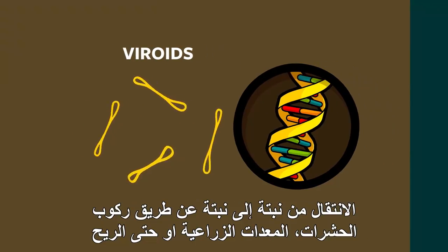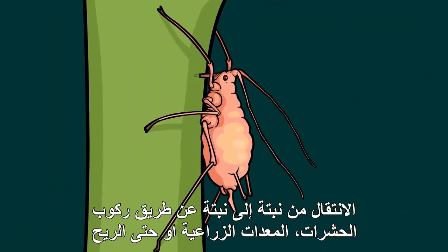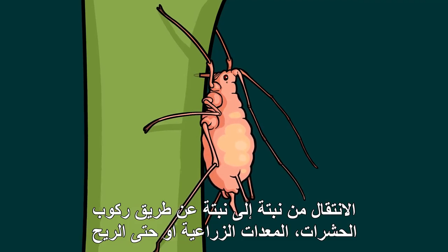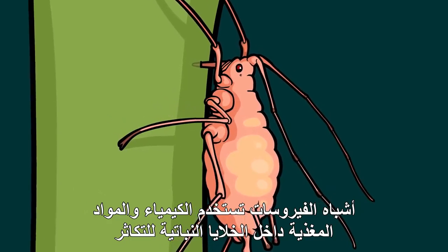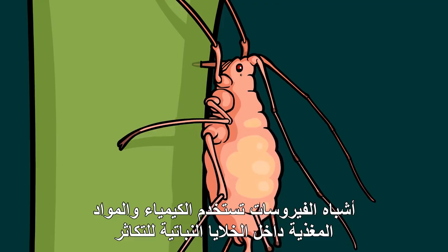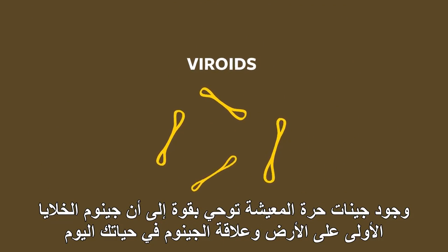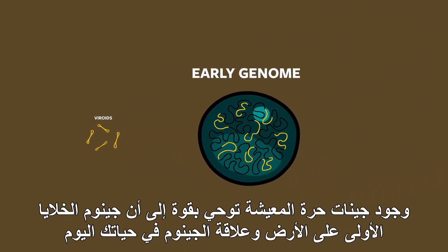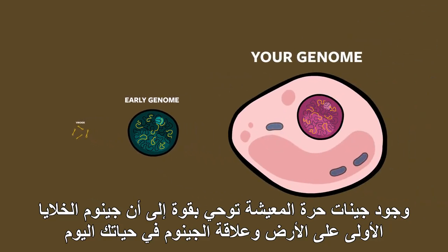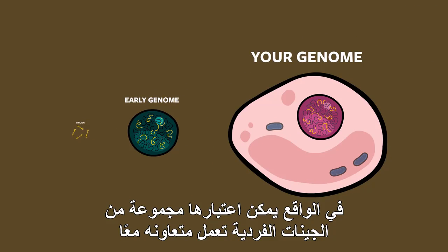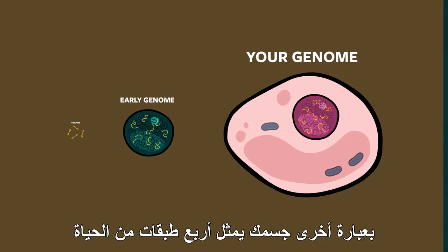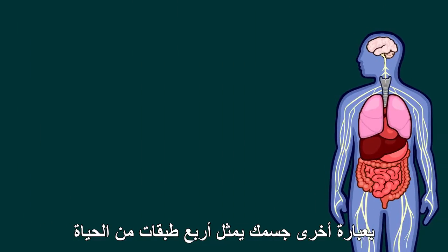Moving from plant to plant by hitching a ride on insects, farming equipment, or even the wind, viroids use the chemistry and nutrients inside plant cells to reproduce. The existence of free-living genes strongly suggests that the genome of the first cells on Earth, and by relation, the genome in your cells today, can actually be thought of as a collection of individual genes working together in cooperation. In other words, your body represents four layers of life.